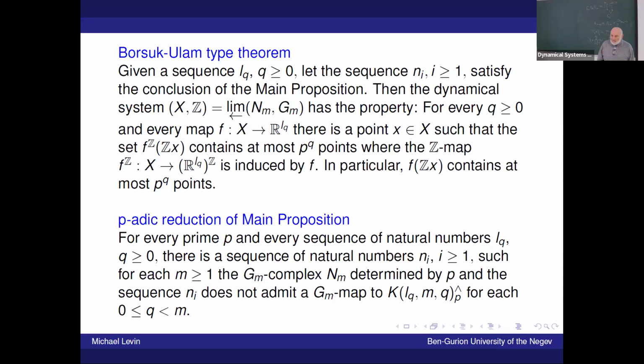This property, together with the previous propositions, lets us interpret this in terms of the sizes of the images of the orbit. We can get the conclusion of the proposition: for every map from X to R to the power LQ, there is a point in X such that V sends the orbit of X to a set of size at most P to the power K. In particular, F sends the orbit of X to a set of size at most P to the power K.